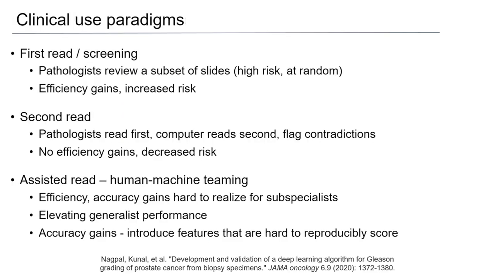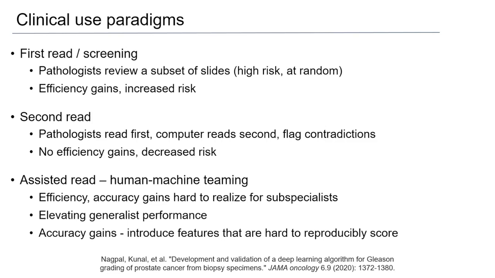So there are different paradigms for clinical use of this technology. One is a first read or a screening, where the algorithm will look at the cases as they come in and decide whether or not a human needs to look at them. In this paradigm, there will be a lot of cases that the algorithm feels it can confidently classify, and it will set those aside and they will never be reviewed by a human. So this is a way to get efficiency gains. There is some increase in risk with this mode of operation.